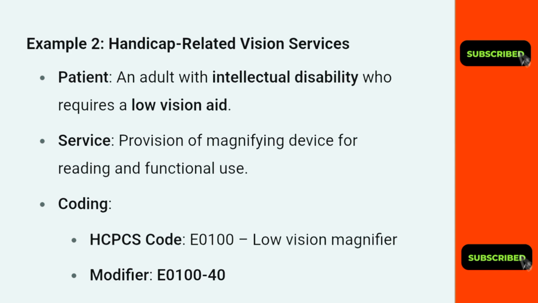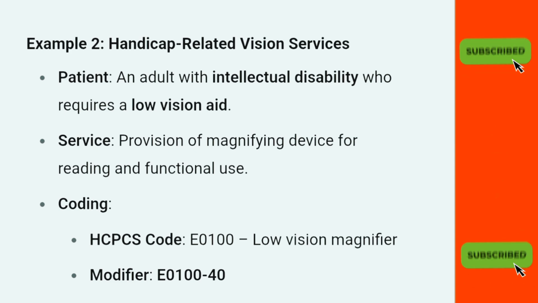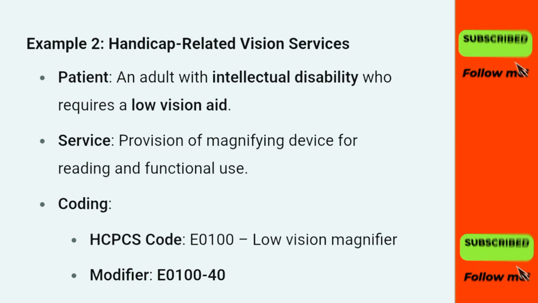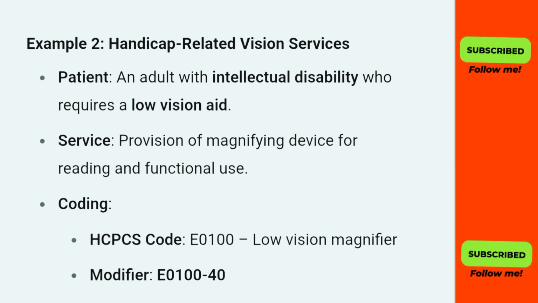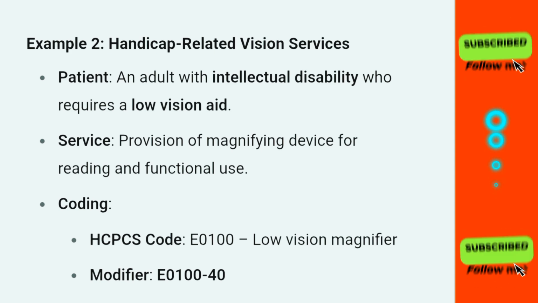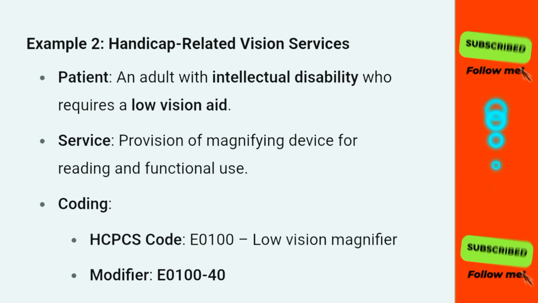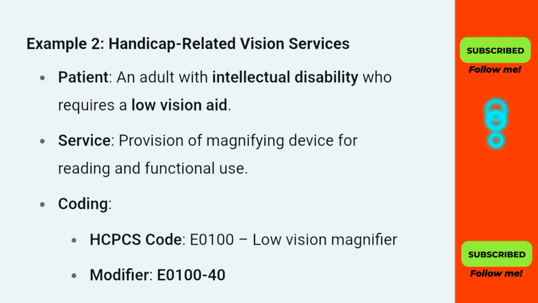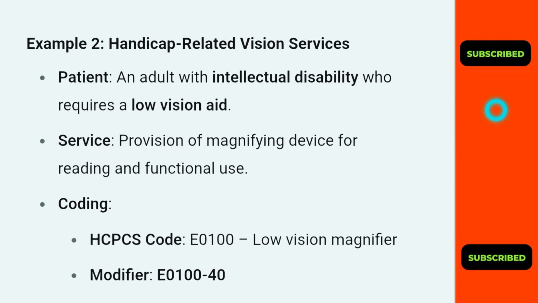E0100, low vision magnifier, and when we provide the vision device to that patient, we will send a claim by adding modifier 40 along with code E0100. That is an HCPCS code which we append to the claim and submit to the insurance company according to the proper guidelines.